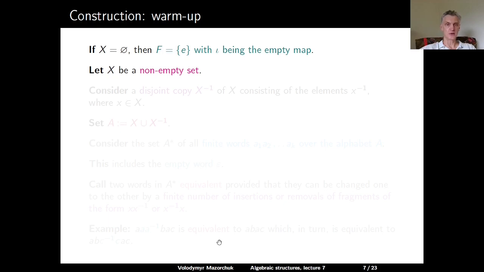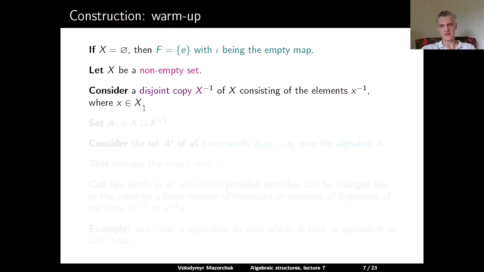So let X be a non-empty set. Consider a disjoint copy X^{-1} of X, which consists of the elements x^{-1} for each element x in X. So we have X and another disjoint copy where we mark all new elements by the inverse sign. Let A be the union of X and X^{-1}. That's a disjoint union by definition.